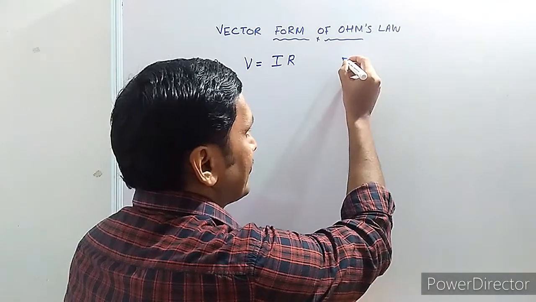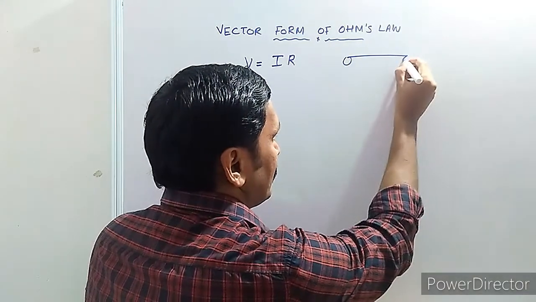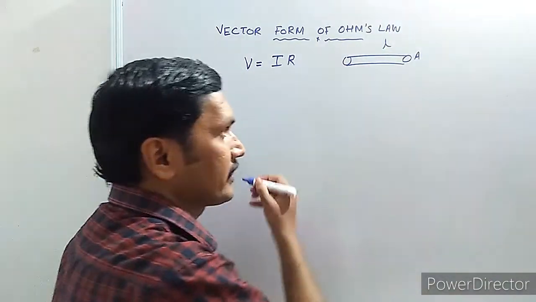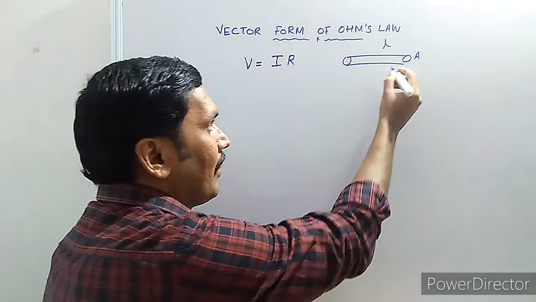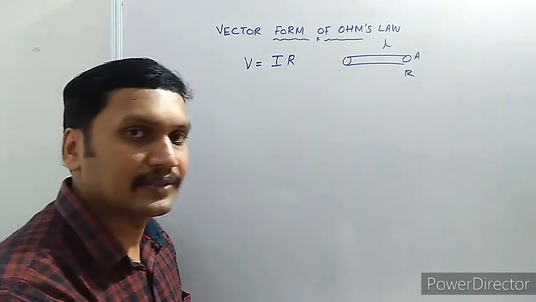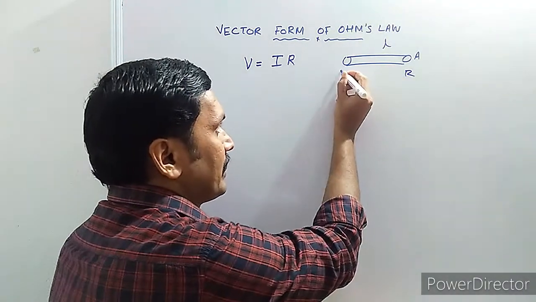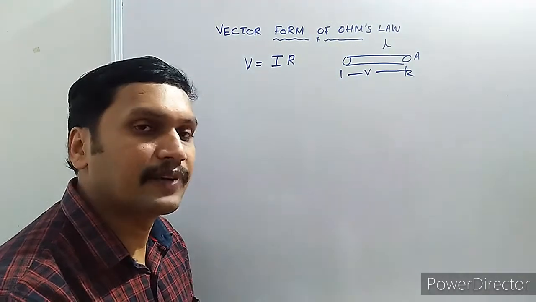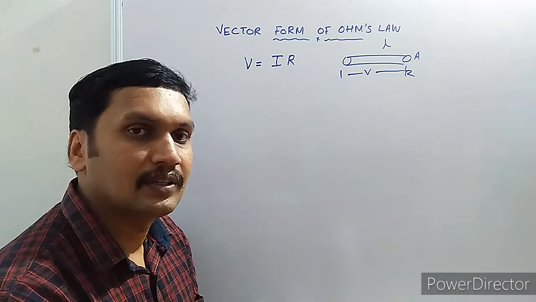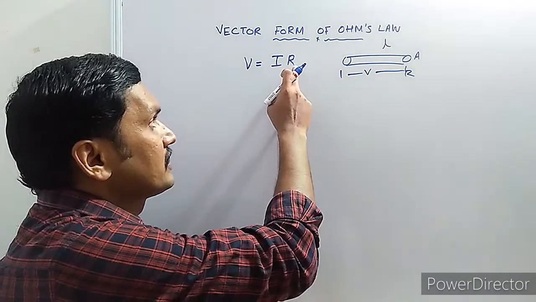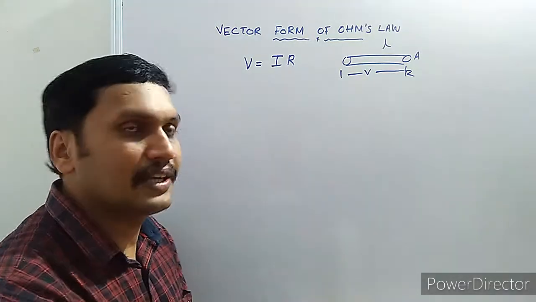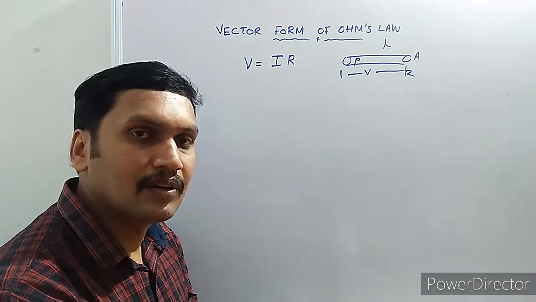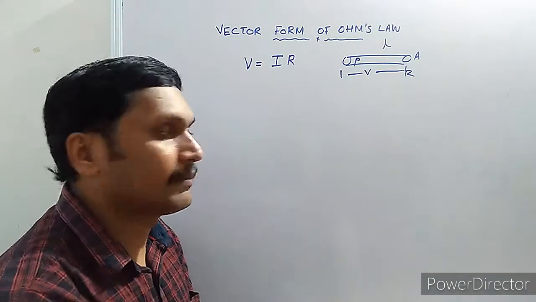Here we have a conductor of length L, A is the area of cross section of the conductor and R is the resistance of the conductor. V is the potential difference between the ends of the conductor. Now we can write the resistance in terms of its resistivity and length. Say rho is the resistivity of that material.